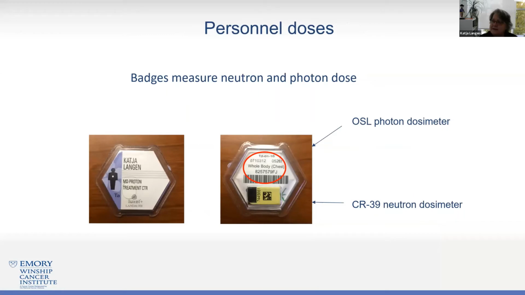So finally, I want to take a moment to talk about personnel doses. Of course, you need a badge that both sees photons as well as neutrons. In this case, we have OSLDs. They measure your photon dose, and we use dosimeters that also have CR39 components that measure the neutron dose.